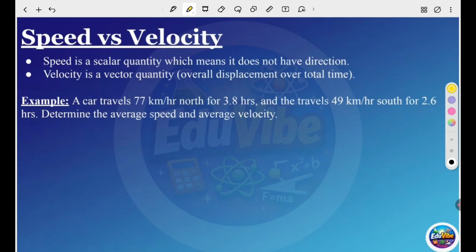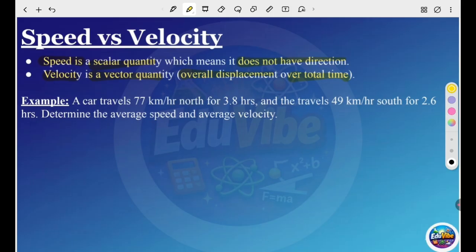Next, we have speed versus velocity. Speed and velocity are more or less similar to each other, but speed is a scalar quantity. Speed does not have direction, it only has magnitude. Velocity is a vector quantity, and it is the overall displacement over the total time.